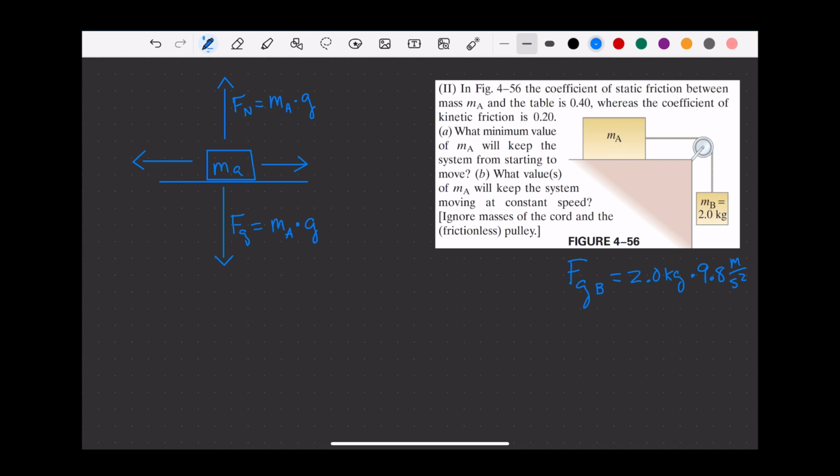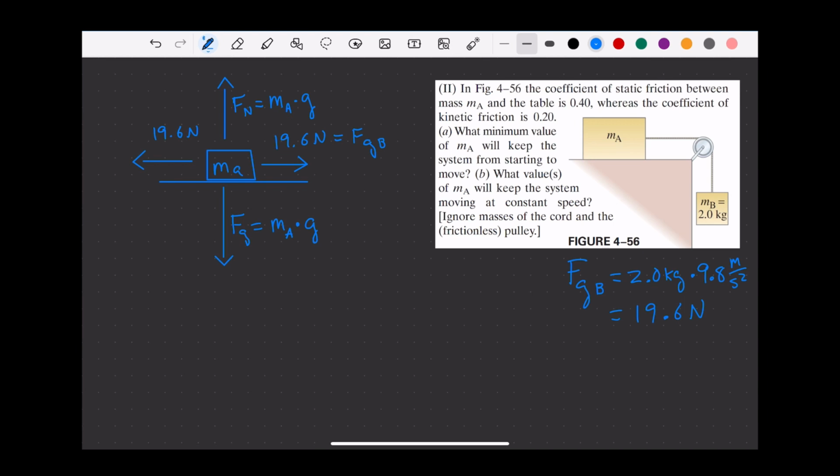Now, that's going to be just 19.6 newtons, and I can say that we have 19.6 newtons of applied force in this direction. Let's call it what we called it over here, force sub GB. So if this box is not going to move, then we need at least a friction force of 19.6 newtons. If we want a minimum mass for A, then that threshold has to be just above 19.6 newtons.